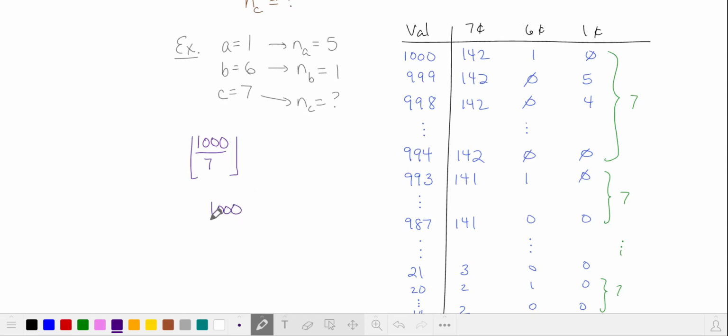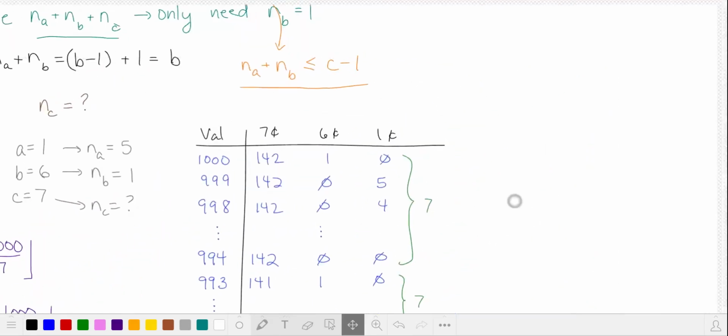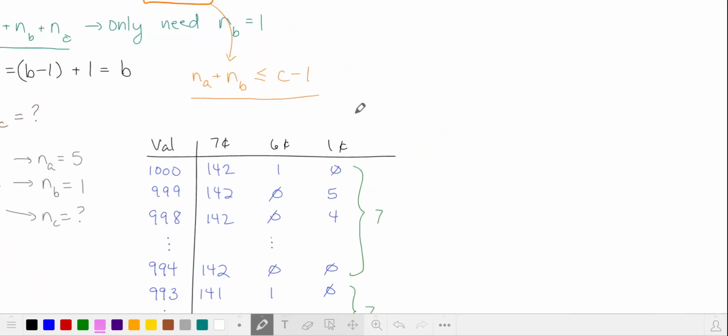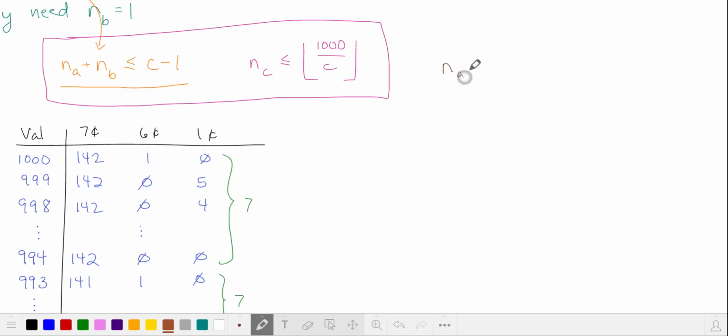Generalizing, we're going to take 1,000, divide by our third value of stamp C, and round down. And this is going to be the upper bound on the number of stamps of value C. As we'll see later, we can sometimes achieve a smaller number than what is indicated by this formula. So we have 2 inequalities that we're going to use to test our cases. Our last restriction is that the sum of our 3 kinds of stamps is equal to 97.